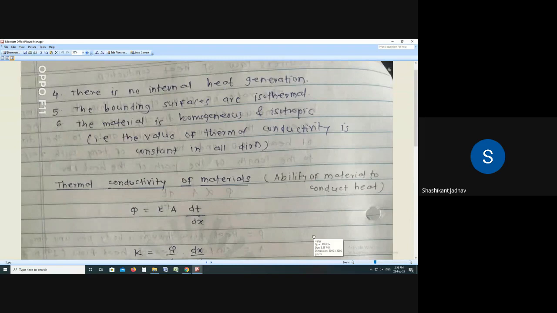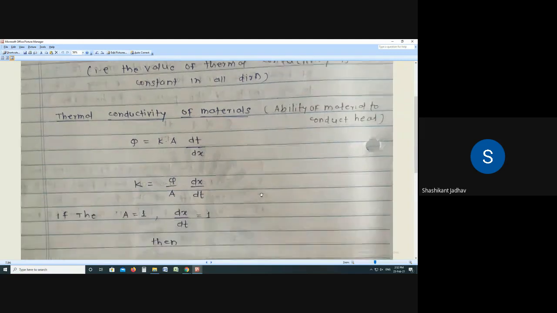Then next assumption, the material is homogeneous and isotropic. What is the meaning of this? The value of thermal conductivity is constant in all directions. In bracket we have to write down K is constant in all directions. K is nothing but thermal conductivity. Okay, so these are the assumptions for Fourier's law of heat conduction.